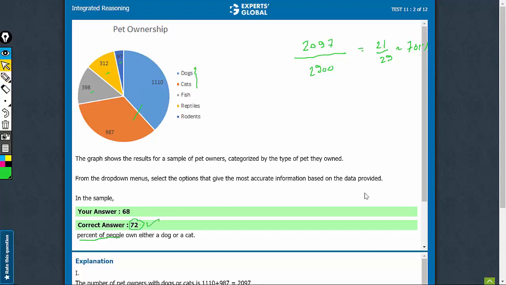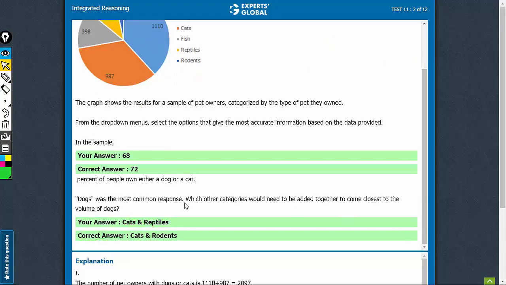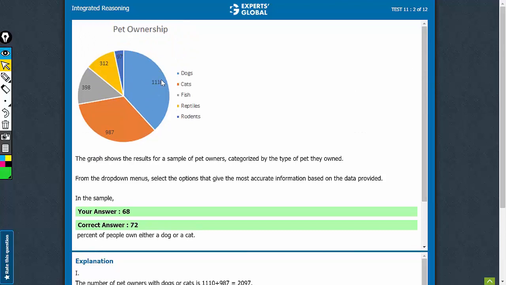Let's look at the second part of the question. Dogs was the most common response. Which other category would need to be added to come closest to the volumes of dogs? So that's a very straightforward question. You don't have to deal in percentages, you can just deal in the total number.